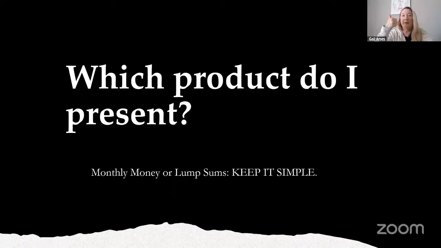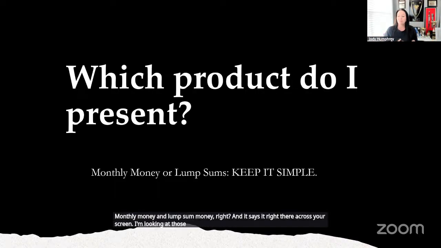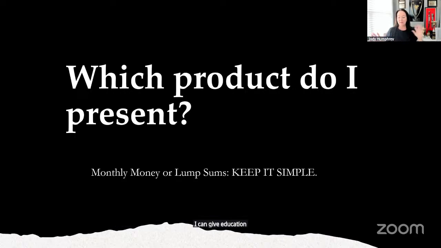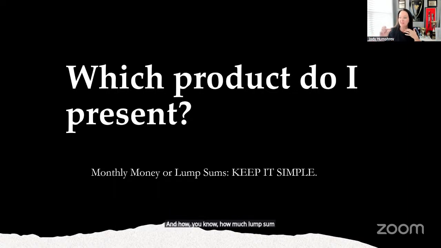Monthly money and lump sum money. Monthly money and lump sum money, right? And it says it right there across your screen. I'm looking at those 2 things because that's really the only thing I can work with. I can give education and I can maybe redirect some things, but ultimately it is how much monthly money do you have, even if we're repositioning it from other things, and how much lump sum money do you have? Keep it very, very simple. That's all you're looking for.